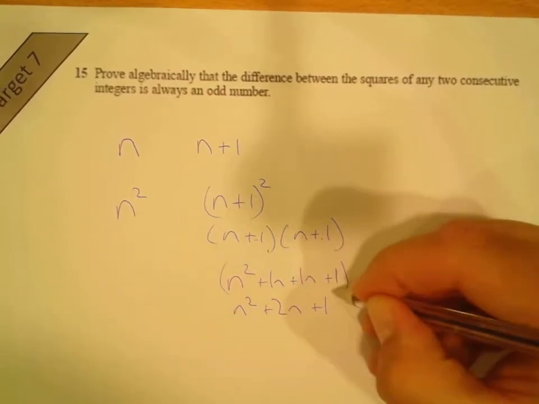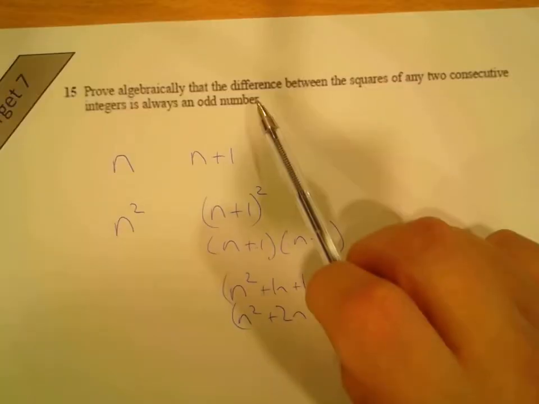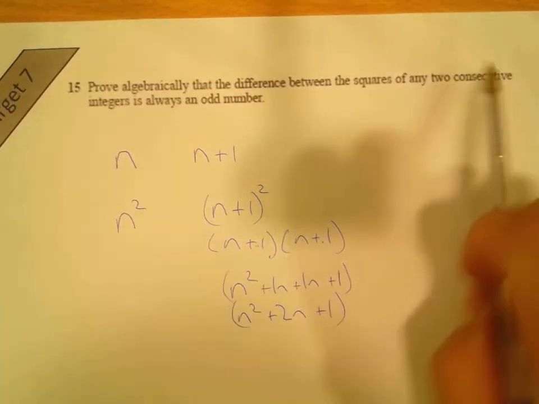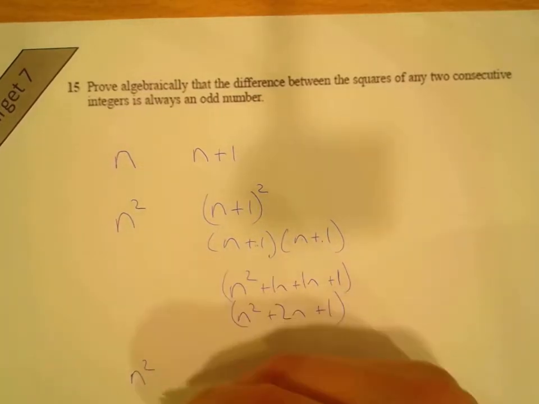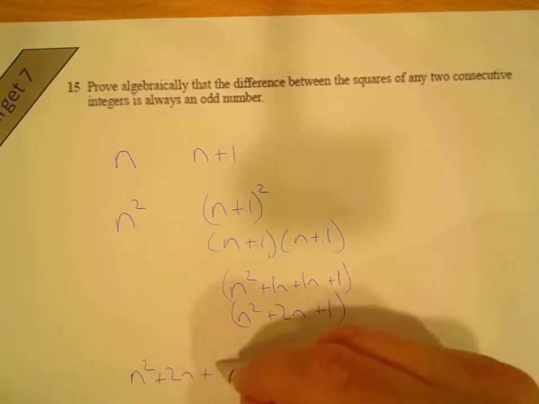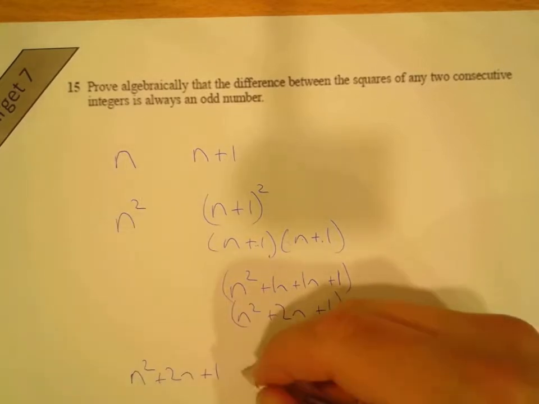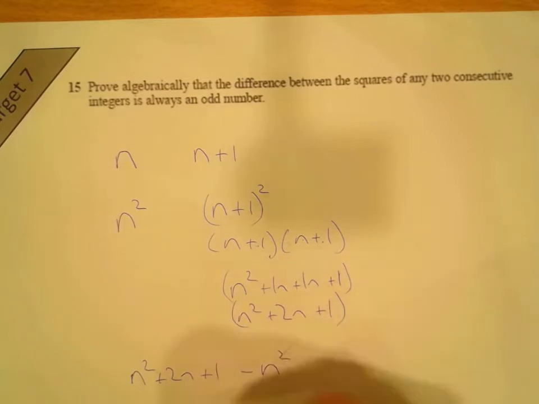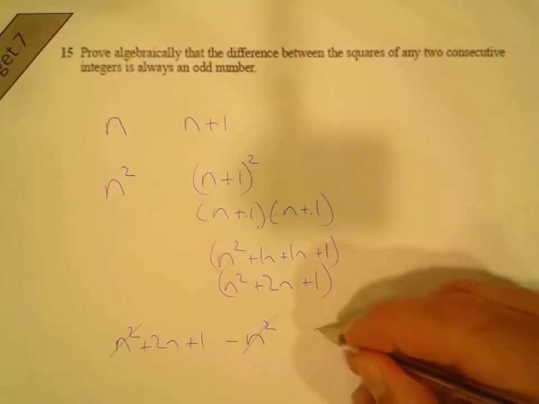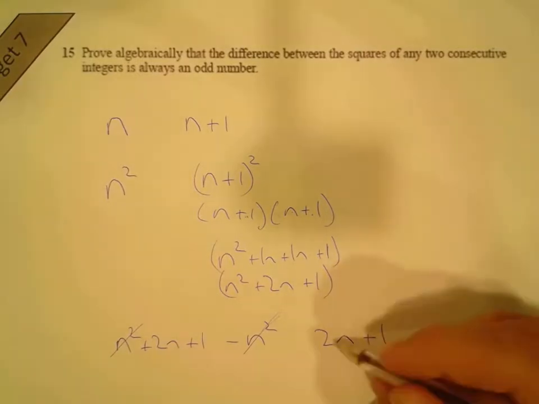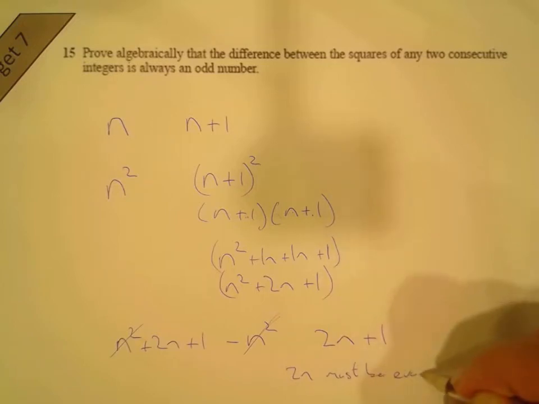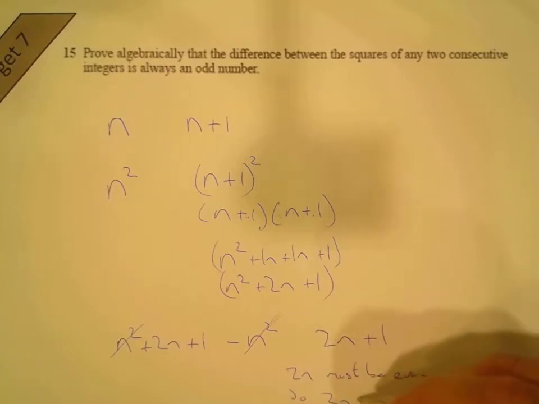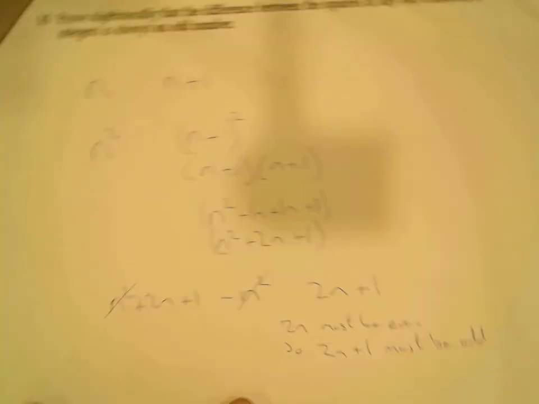So the question says, prove algebraically that the difference between the squares of any two consecutive integers is always an odd number. So the difference is going to be n squared plus 2n plus 1, so this number, take away n squared, which means these two would cancel each other out. So that leaves me with 2n plus 1. Okay? 2n must be even, so 2n plus 1 must be odd. So that would be my final for that one there.